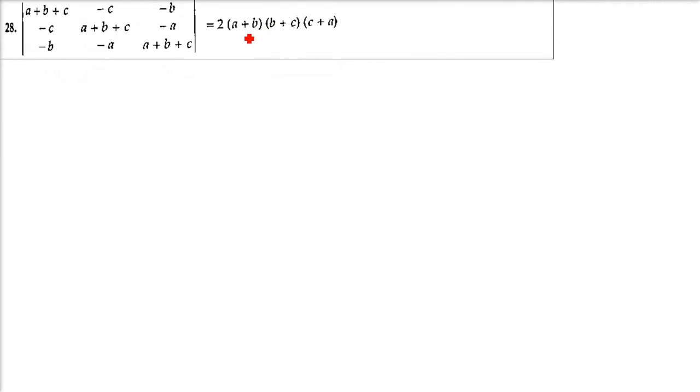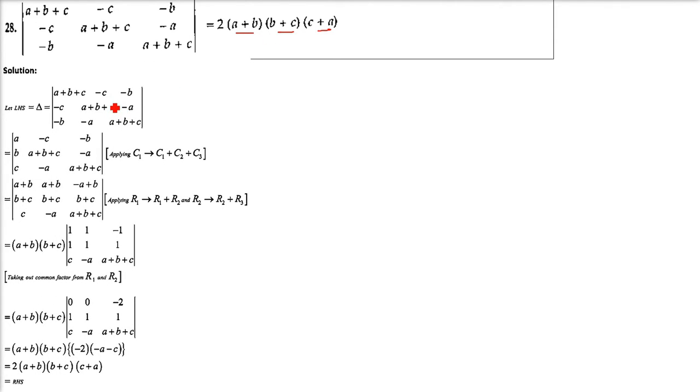Now in this question, we see a plus b, b plus c, c plus a outside. That means on the right hand side, it is the answer. So we have column 1, column 2, column 3. The first thing we are going to do is add column 1, column 2 and column 3 and place it in the place of column 1.